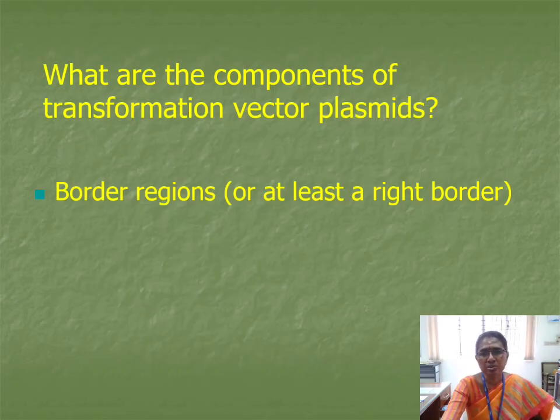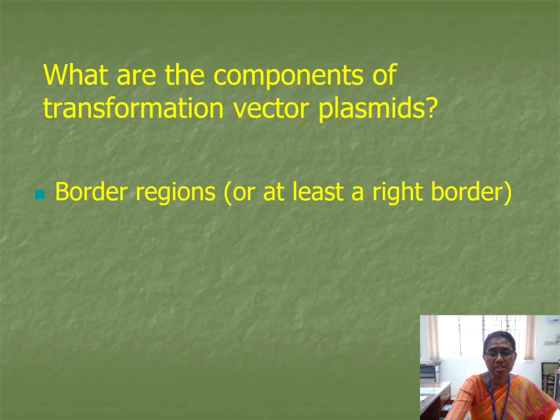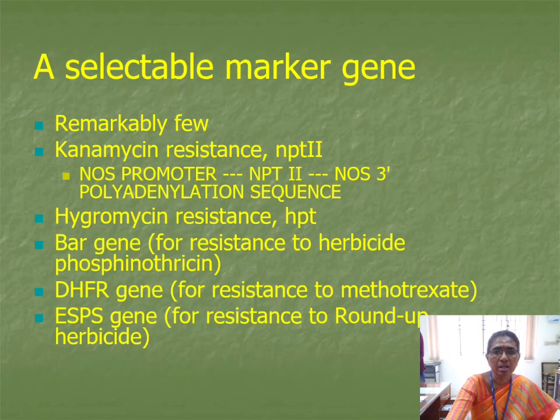Coming to the components of transformation vector plasmids, it must have border regions, that is, the tDNA flanked by the left border and the right border, and among them the right border region is the most important. We also need a selectable marker gene. We have the kanamycin resistance gene, NPT2, which codes for the neomycin phosphotransferase enzyme, along with the NOS promoter and polyadenylation sequence. Others include the hygromycin resistance gene, HPT; the BAR gene, for resistance to the herbicide phosphinothricin; the DHFR gene, for resistance to methotrexate; and the EPSPS gene, for resistance to Roundup herbicide. These are some of the selectable marker genes used for plant transformation.